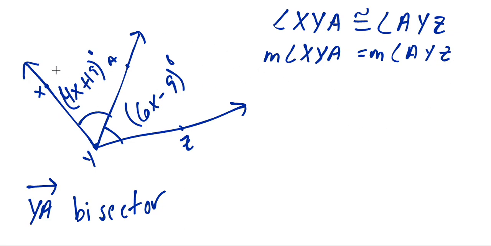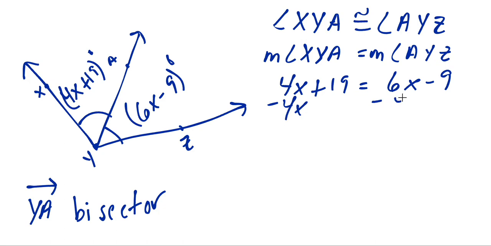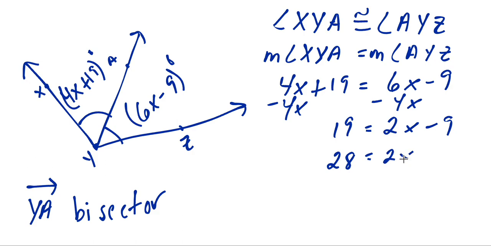And now let's plug in. So the measure of XYA is 4x plus 19. The measure of AYZ, 6x minus 9. Here we have variables on both sides. So we can solve by either subtracting the 6x to the left or subtracting the 4x to the right. I'm going to move my 4x to the right here, giving me 19 equals 2x minus 9. I'm going to add 9. 28 is 2x. We divide by 2. My x is 14.